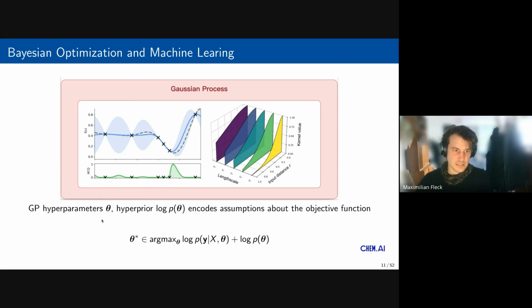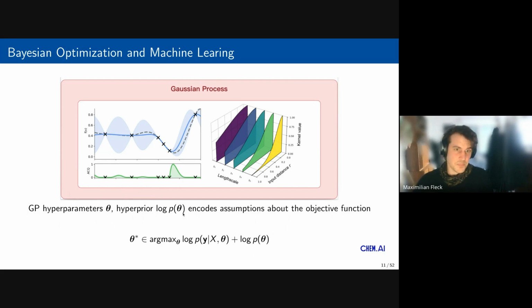For high dimensional cases, to keep those GP hyperparameters within the ranges you expect them to be, you're using a hyperprior, and this one encodes assumptions about the objective function. So this is an addition to the log marginal likelihood you're maximizing during optimizing the GP hyperparameters. You're modifying that with, let's say, an additional error term to keep it in the areas you expect it to be.